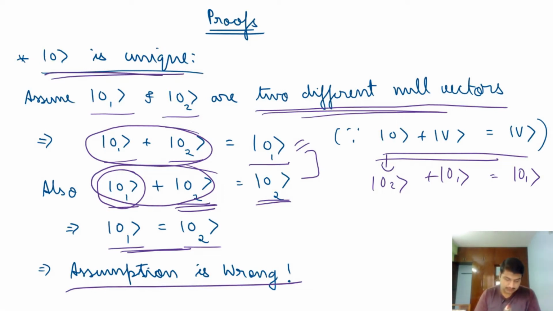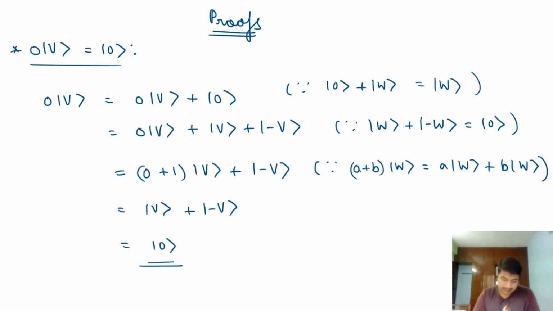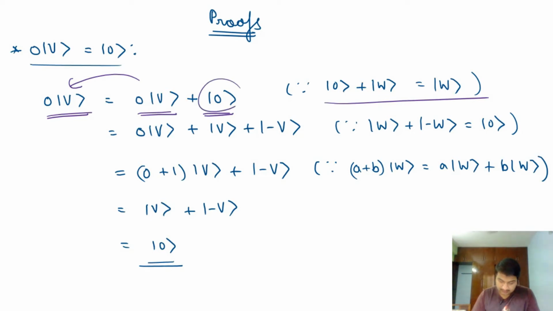Alright. Next we go on to prove that 0 multiplied with any vector is going to result in a null vector. First we write this as 0 times v plus a null vector, because any vector when added with a null vector is going to give back the same vector, that is this property. Now this null vector can be expanded as v plus the additive inverse of v. That's because the sum of those two quantities is going to be a null vector.